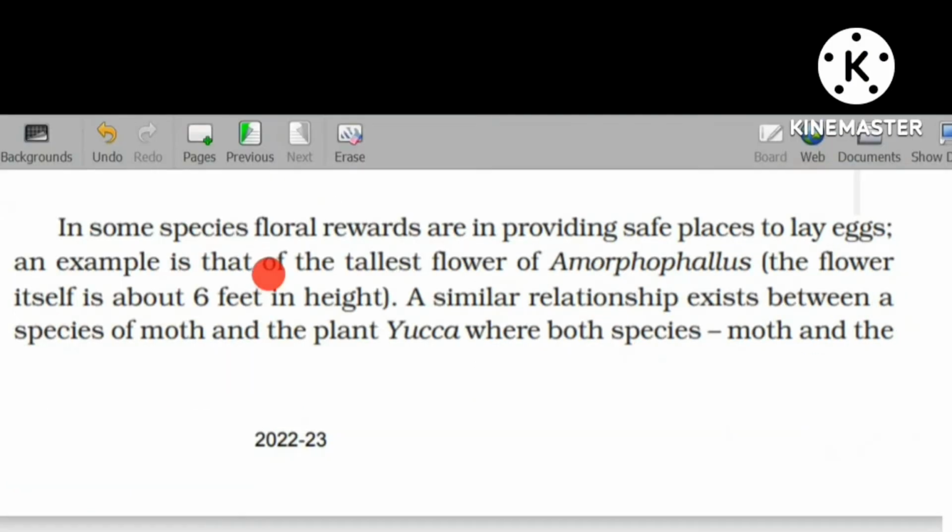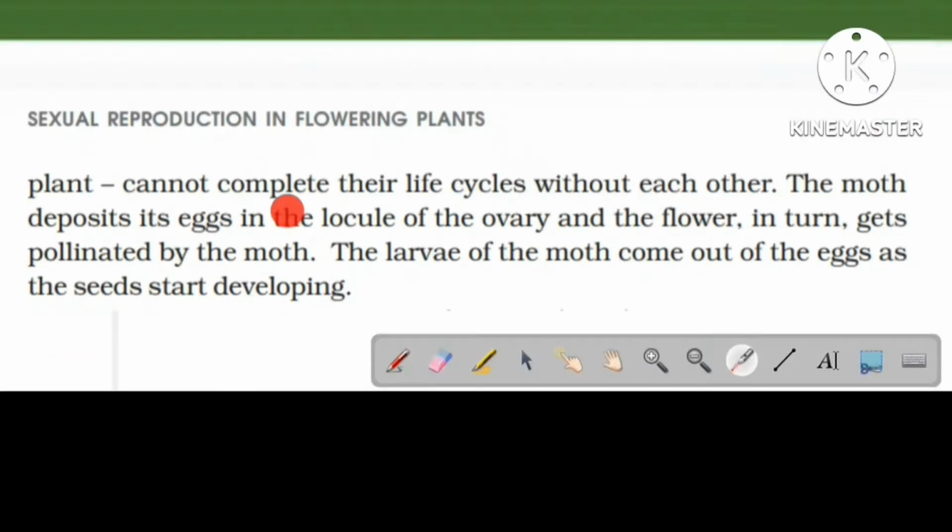In some species, floral rewards are in providing safe places to lay eggs. An example is that of the tallest flower of Amorphophallus. The flower itself is about 6 feet in height. A similar relationship exists between a species of moth and the plant yucca, where both species, moth and the plant, cannot complete their life cycles without each other.